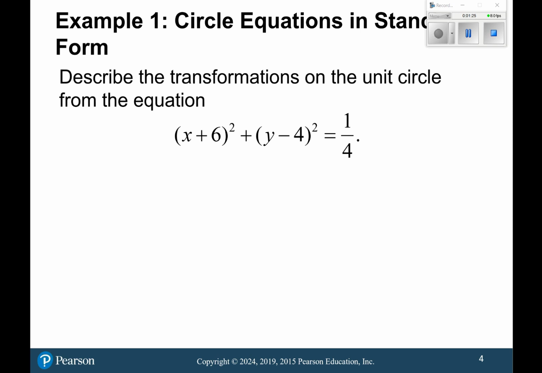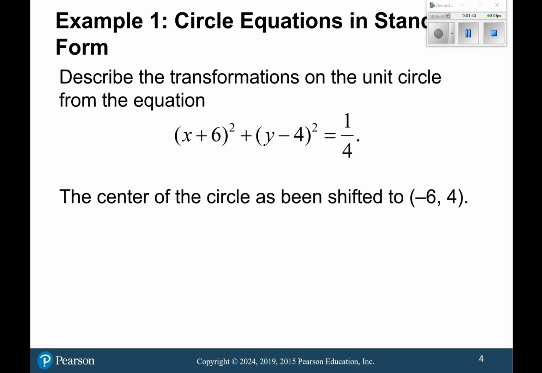Suppose you're given this as the equation of a circle: (x + 6) squared plus (y - 4) squared is equal to 1/4. How is it similar to, and how is it different from, our basic unit circle equation? Well, clearly, we've moved the center from (0, 0).